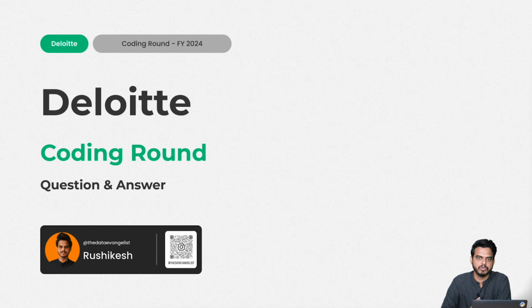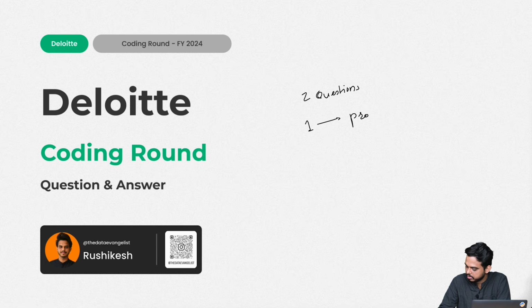In this video, we are going to solve some coding questions for Deloitte. Before starting, you need to know that for Deloitte, you are going to get two questions. One is something called a programming nugget, and another question is live programming.